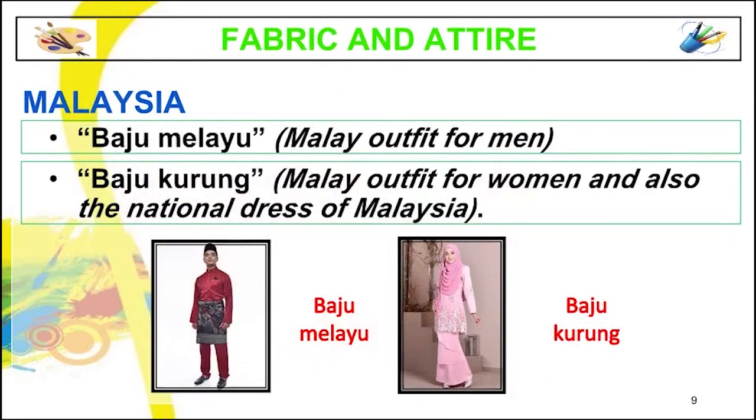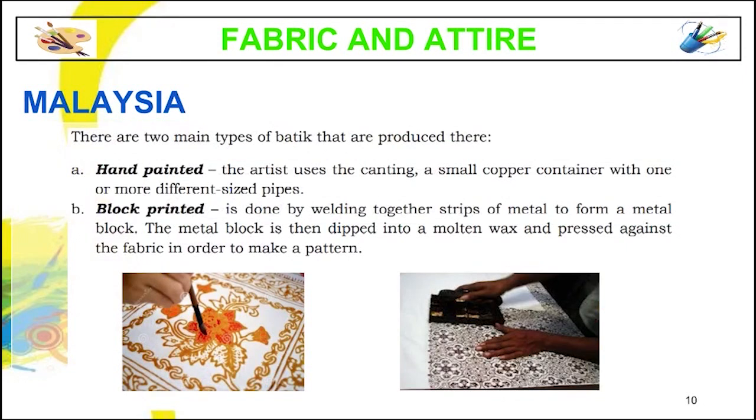In Malaysian batik, it has incorporated leaves and flowers to avoid the interpretation of human and animal images as idolatry, in accordance with local Islamic doctrine. This makes their batik look similar to Indonesia. It is also famous for its geometric designs or spirals. There are two main types of batik that are produced there.